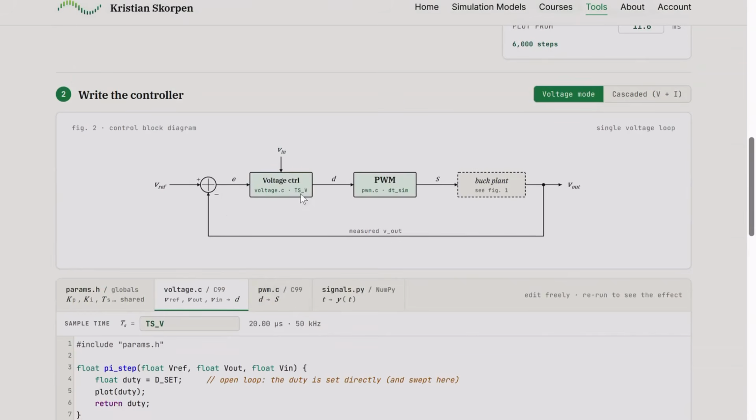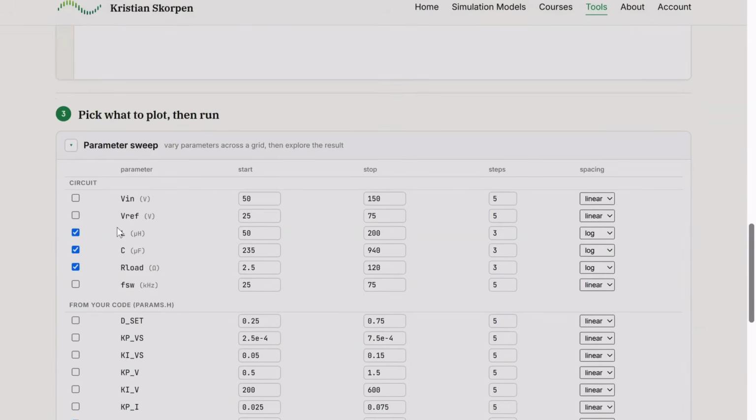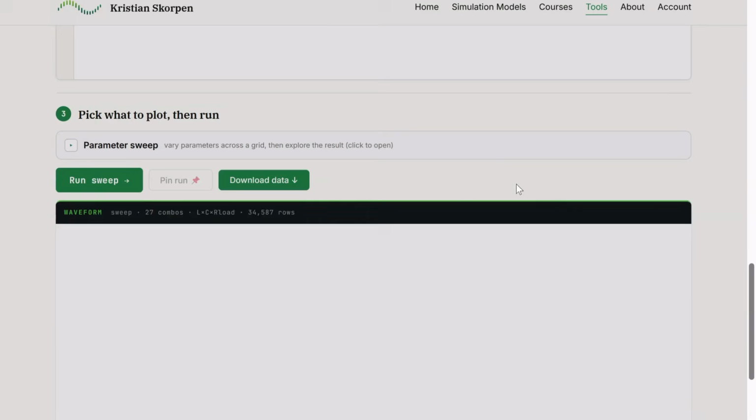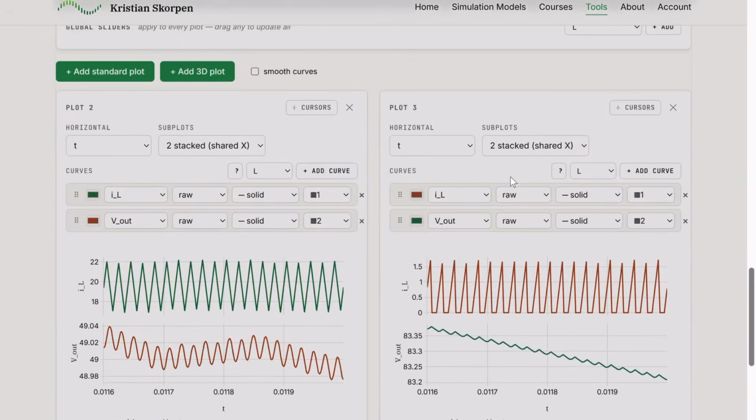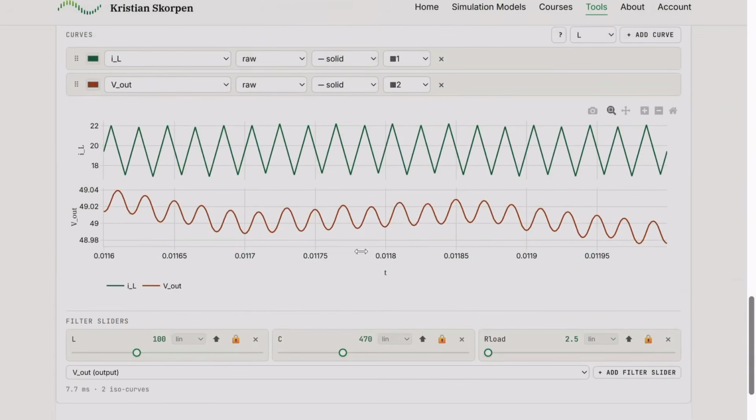The controller is not very interesting here. We don't want to look at it, but when we simulate, we want to do some sweeps. We will sweep the inductance, capacitor, and the load. Then we can run it and have a look at what happens. These are just two different modes: this is when it's continuous and this is when it's not. So we can just remove this one.